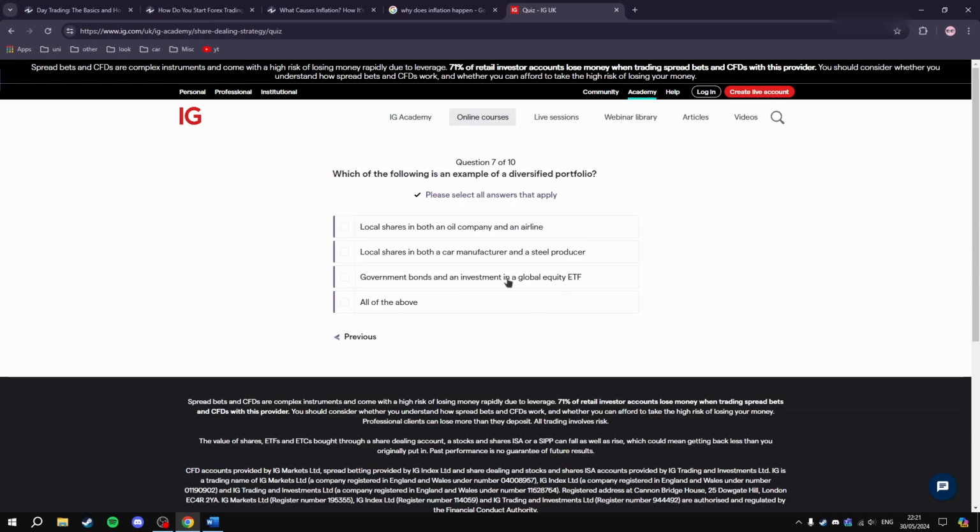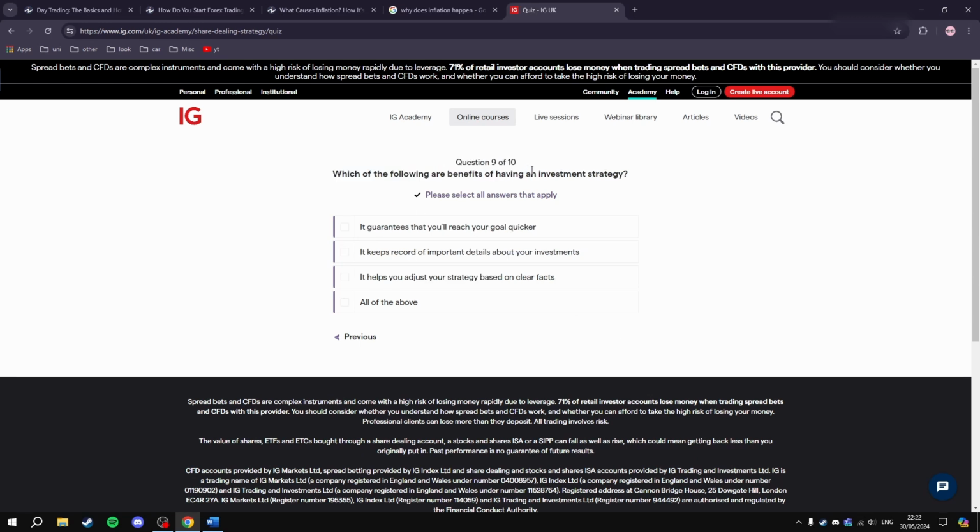All three. Which of the following is an example of a diversified portfolio? Local shares in both an oil company and an airline. Local shares in both a car manufacturer and a steel producer. Or government bonds and investment in global equity ETF. That one. Which of the following is not an example of a diversified portfolio? It's local shares, because you're introducing concentration risk, don't you? Because they're all local.